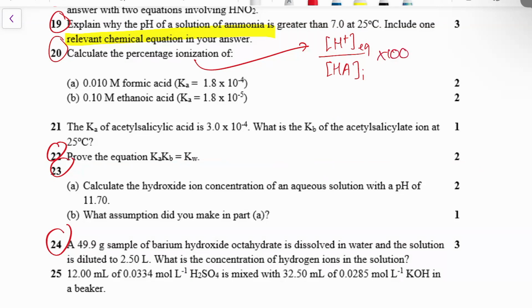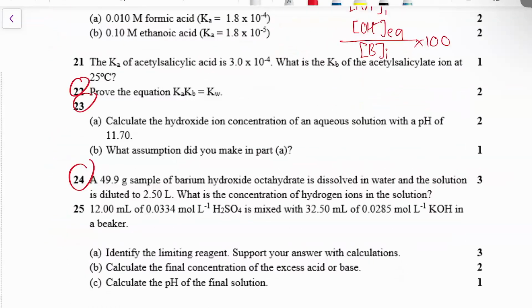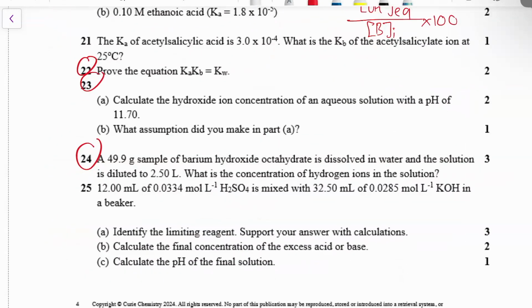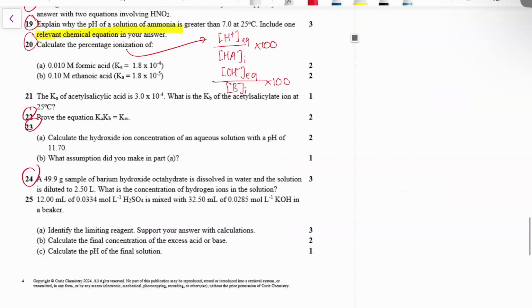And then for a base, instead of H plus up the top, what do you have instead? OH minus. Yeah, you have OH minus. So this is the ionization equation for a base. So your percentage ionization equation has some initial values in it, some equilibrium values in it, which means I have to set up an ICE table. Good. Now, if I have to set up an ICE table, I need to know the equilibrium expression.